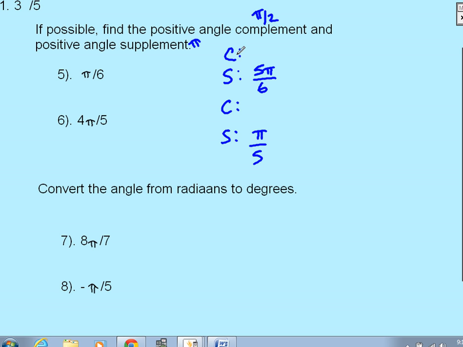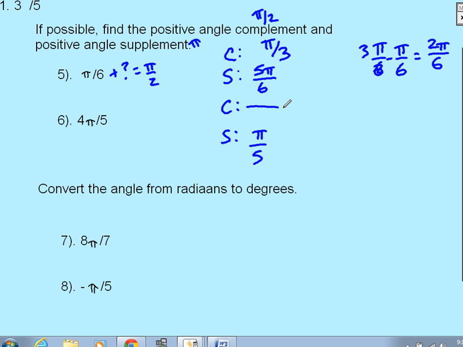For complement, I need to get to pi over 2. So pi over 6 plus what equals pi over 2? The easiest way to do that is subtract pi over 2 minus pi over 6. That's the same as saying 3 pi over 6 minus pi over 6, so it's 2 pi over 6, which will reduce to pi over 3. And for this one, 4 pi over 5 is already more than 90 degrees. It's more than pi over 2, I mean. So there is no complement there.